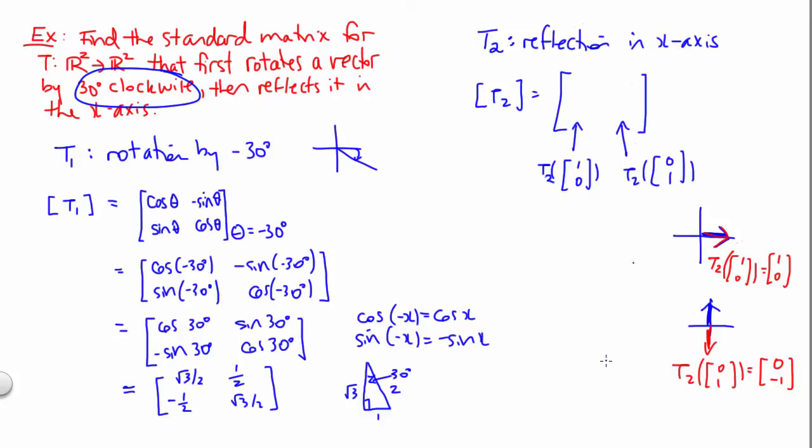Now we have all the information we need to complete our standard matrix. So filling in the columns, into the first column, we get the image of the first standard basis vector, which is 1, 0. And into the second column, we get the image of the second standard basis vector, which is 0, negative 1. Now that we've got the standard matrices for each step of the transformation, we'll need to think about how to put these standard matrices together.